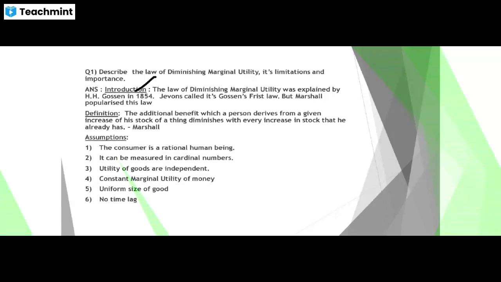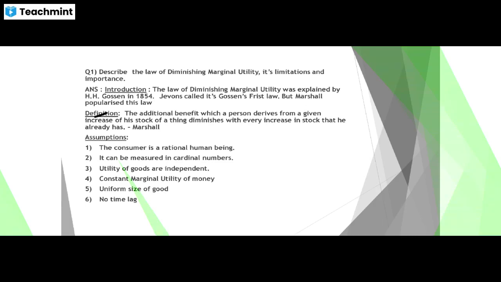Here you can see the law of diminishing marginal utility was explained by H. Gossen in the year 1854. So the person Gossen explained this law for the first time. Later, Jevons called it Gossen's first law. But the law was popularized by Alfred Marshall. So who popularized this law? Marshall.